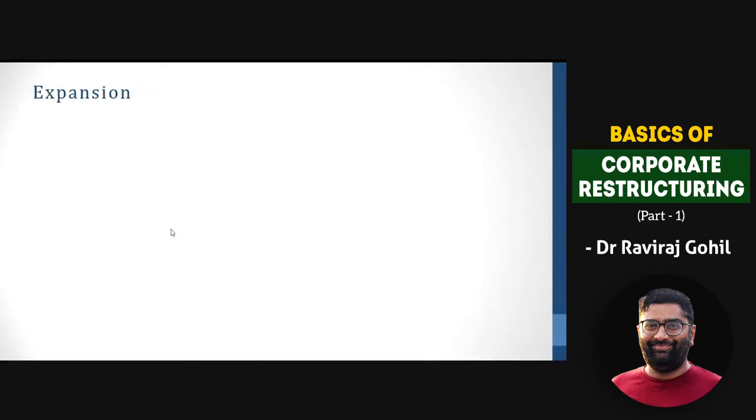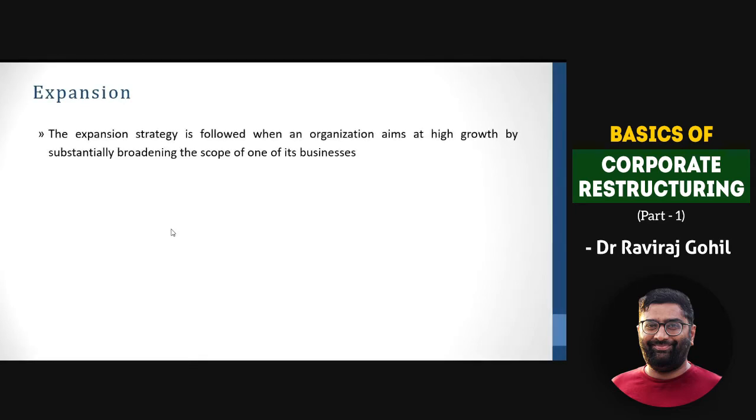So let's start with the first one, the more simpler one, which is called an expansion. The expansion strategy is followed when organization aims at high growth by substantially broadening the scope of its business. So either you are trying to increase the scope of the business by increasing the size, or you are acquiring somebody, you are diversifying. So broadly, you are trying to increase the scope of the business. So either you are growing in terms of the same industry, or you are growing probably by acquiring a new industry firm. So it could be an organic growth, or it could be a diversification. But ultimately, you would like to grow.